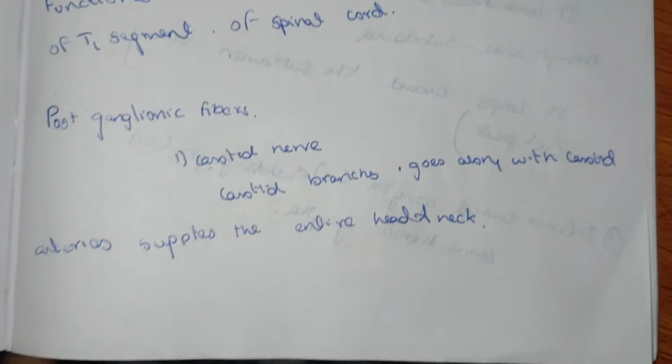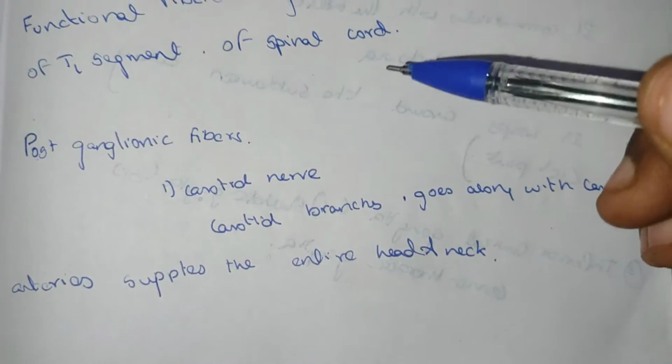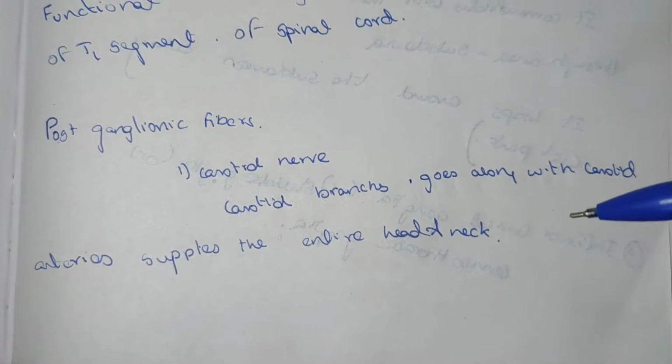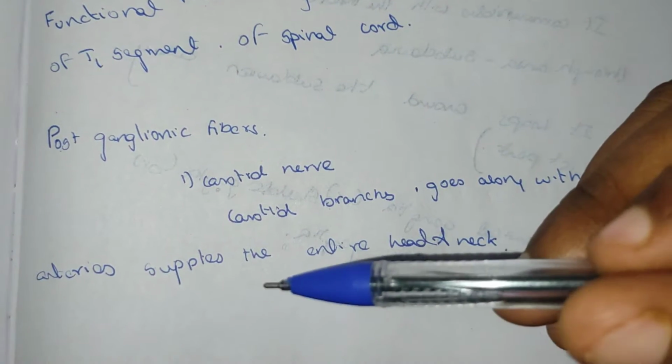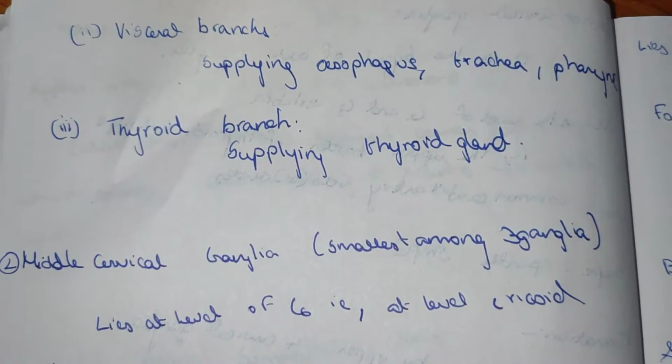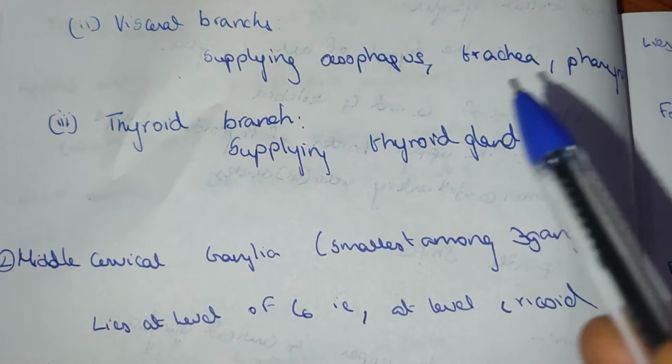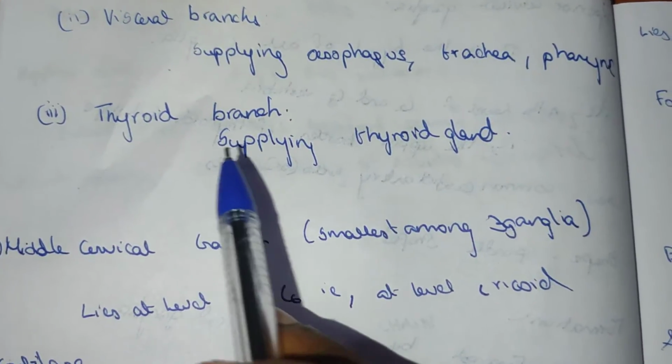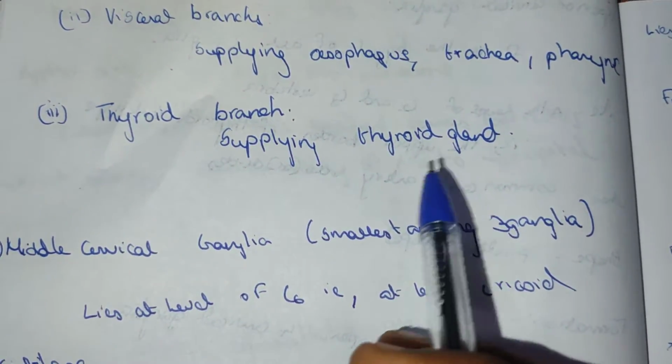Now we will see the post-ganglionic fibers. First, the carotid nerve. The carotid branch goes along with the carotid arteries and supplies the entire head and neck. Now the visceral branch supplies the esophagus, trachea and pharynx. The thyroid branch supplies the thyroid gland.